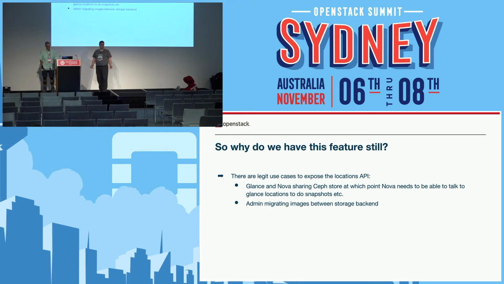So the question is then, why do we still have this feature? Why do we have that API? And there are actually legit use cases for it, like Nova sharing Nova ephemeral storage with Glance image storage on a common Ceph store. And at that point, Nova really needs access to this.